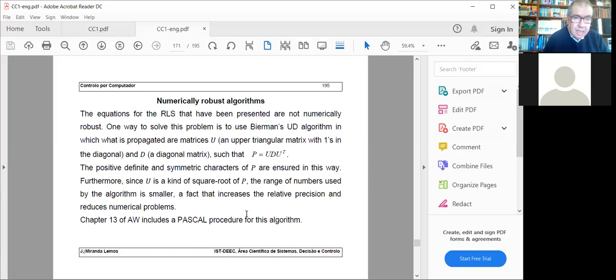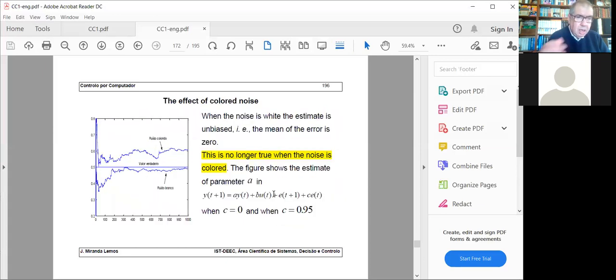If one day you have to use recursive least squares, which pops up in many situations, then it's wise to use this UD algorithm, or there are other types of factorization algorithms. Actually, there are many so-called factorization algorithms, factorization because you are propagating P as a product of factor matrices. Okay.